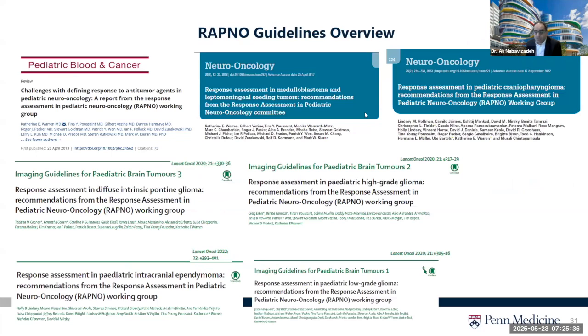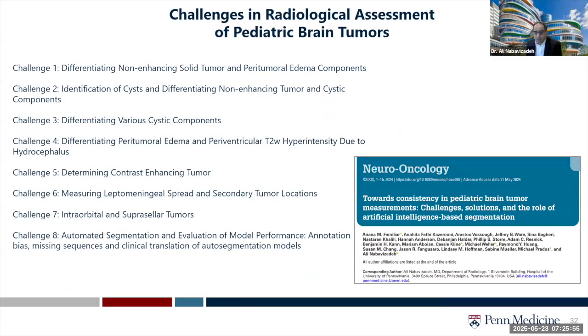You can see these are publications of the RAPNO working group. The initial publication focused on the challenges, followed by 6 publications on tumor-specific guidelines: medullo, cranial, DIPG, high-grade, ependymoma, and low-grade. This is a review that we published in Neuro-oncology and outlined 8 challenges in pediatric brain tumors, noting that some of these challenges are not unique to pediatric, but some of them actually are, or at least for the most part. I'll just focus on some of the challenges: differentiation of non-enhancing solid tumors from peritumoral edema.